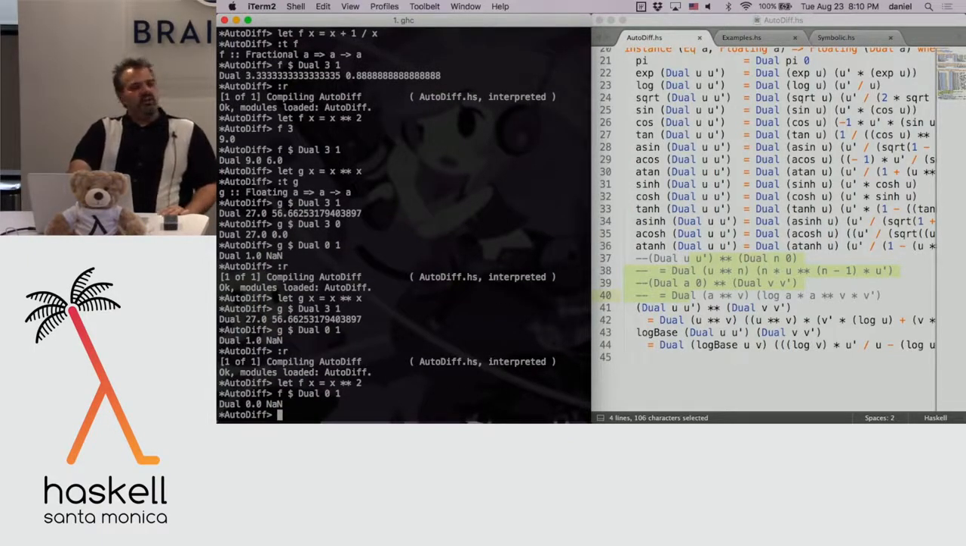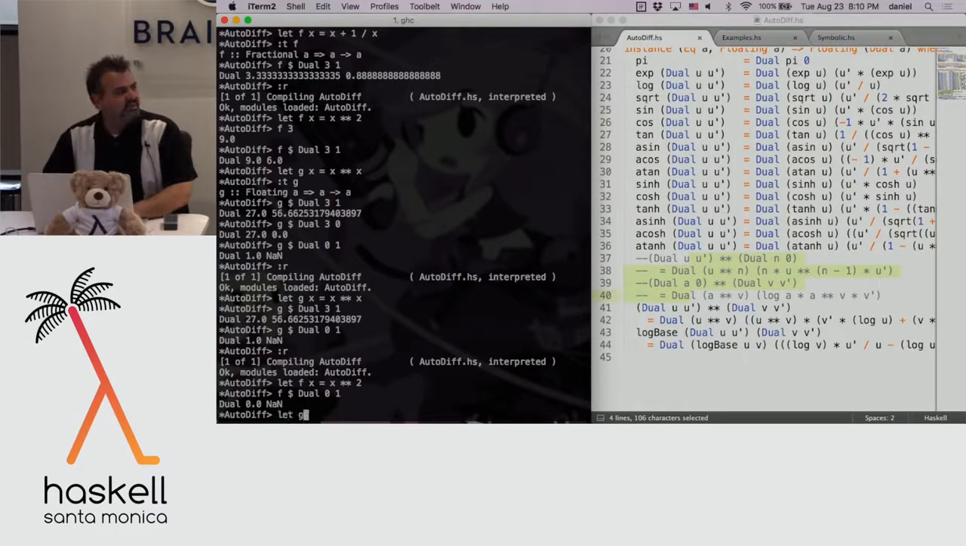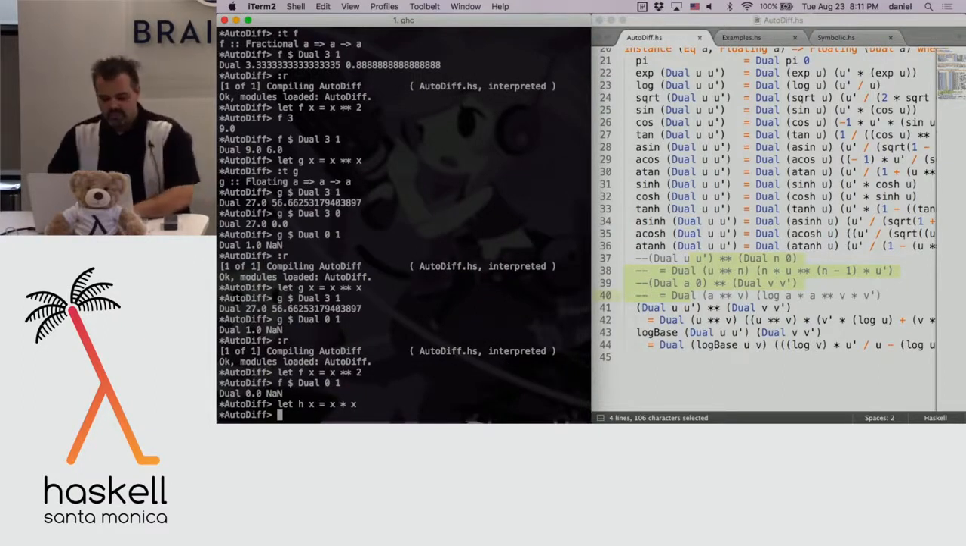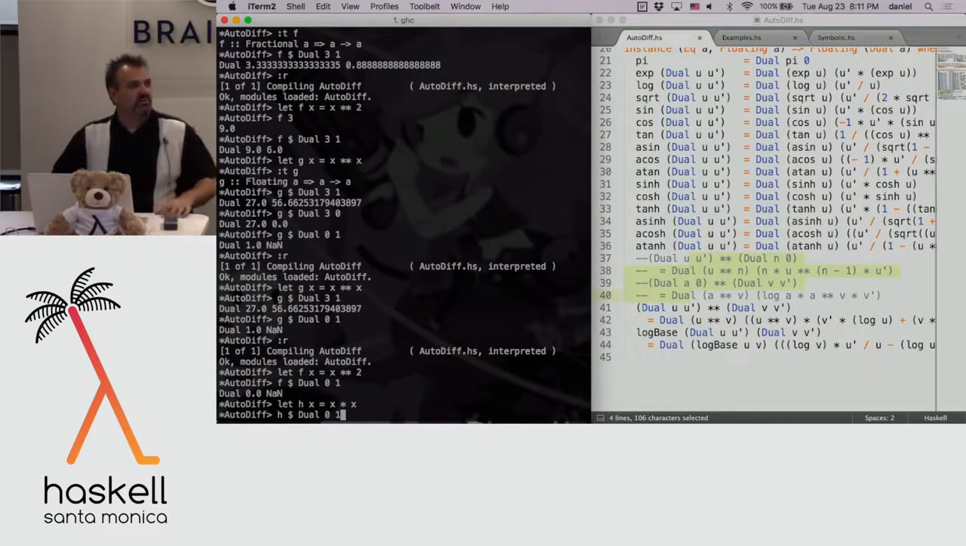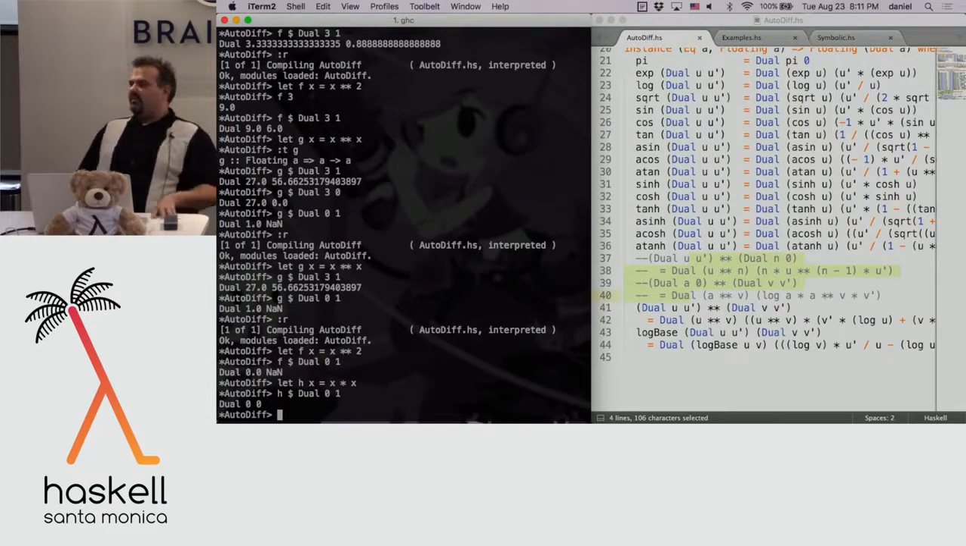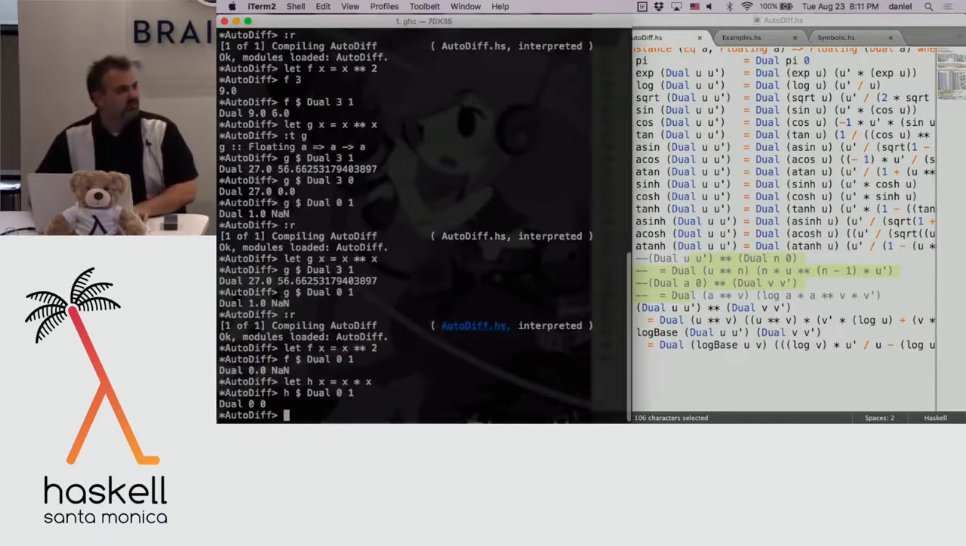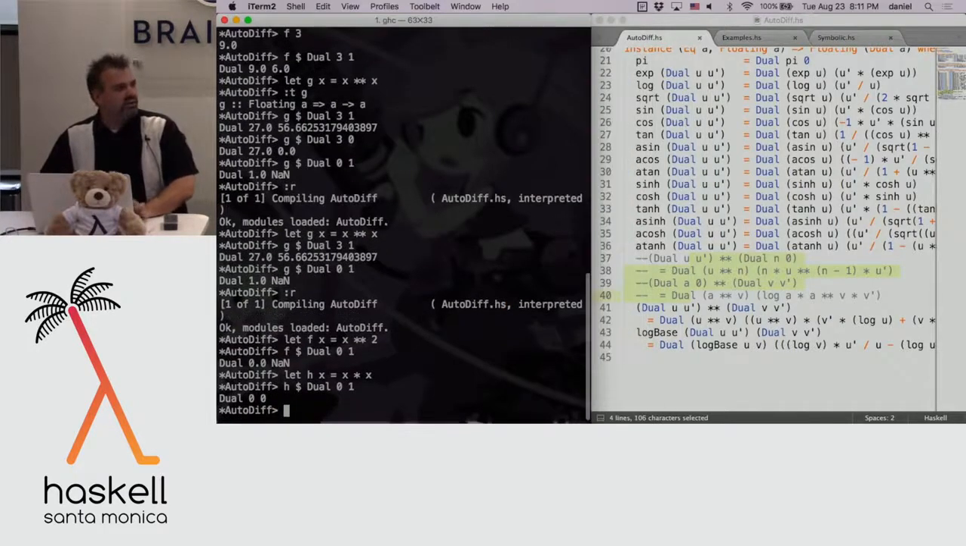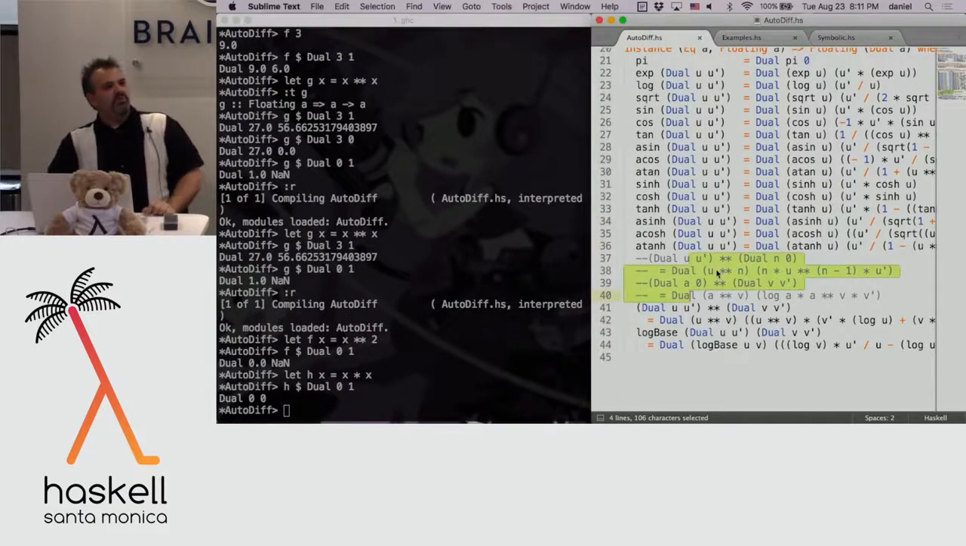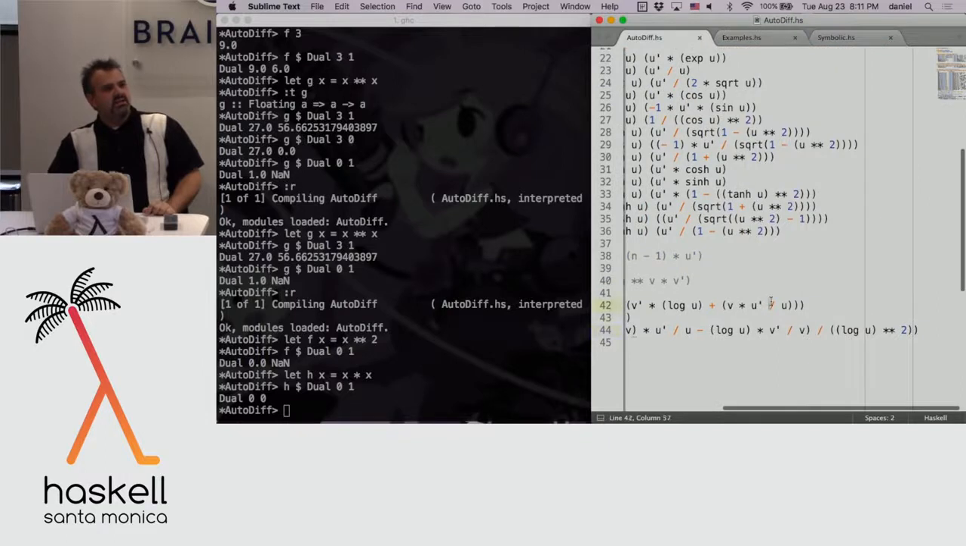OK, that's unfortunate. Now how about if we say let h of x equal x times x. And let's apply g to dual 0, 1. And we get the answer that we're supposed to get, 0, 0. Let's make this a little bigger. That's bizarre, right? So the problem is right here.